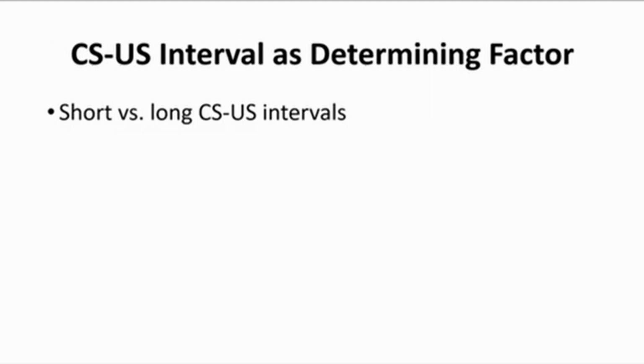Basically, a short interval is going to get us a quick reaction, something that's going to happen immediately, and the long interval is going to give us behaviors that allow us to prepare for and long-term anticipate the arrival of that unconditioned stimulus.